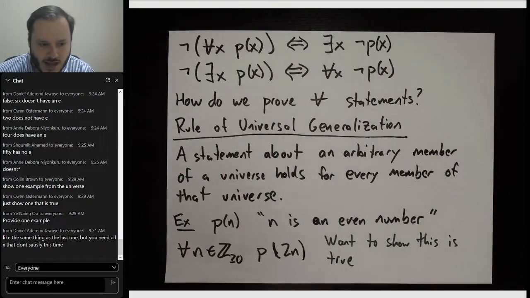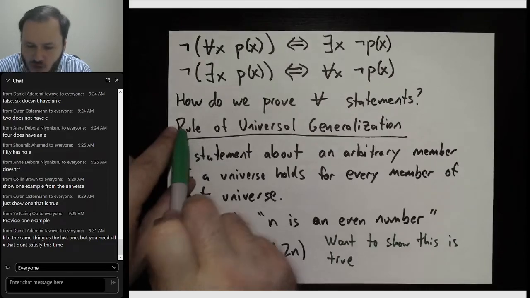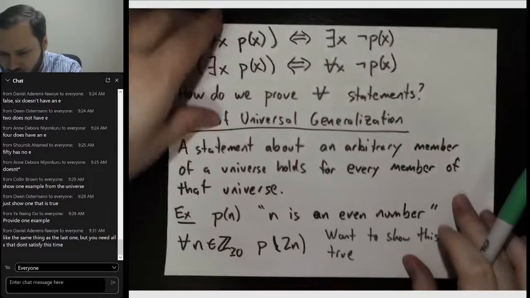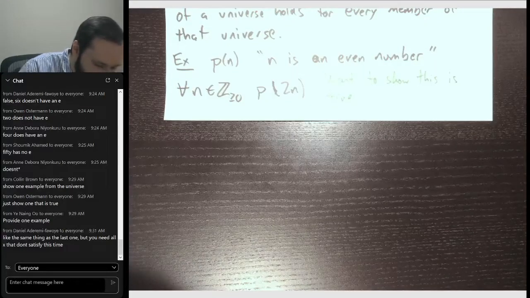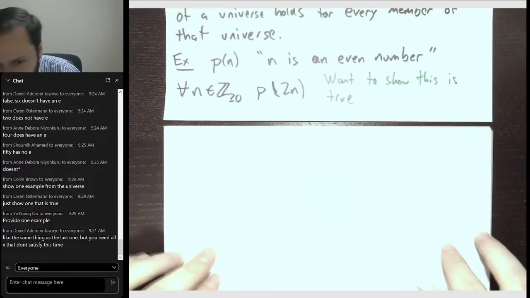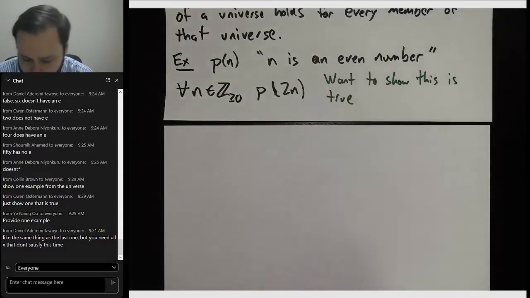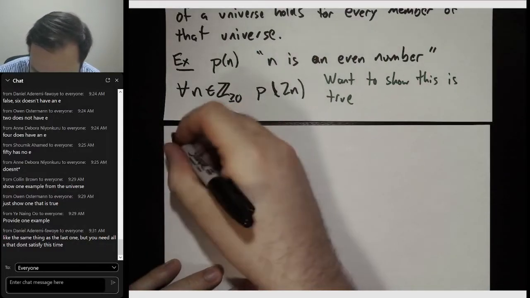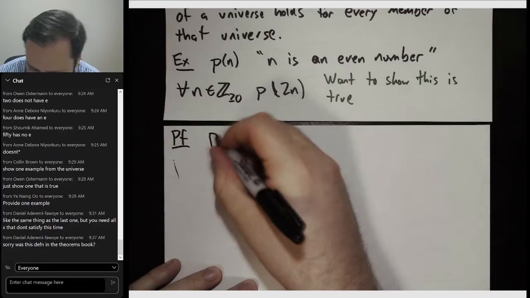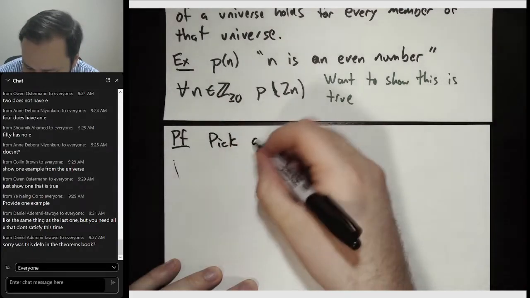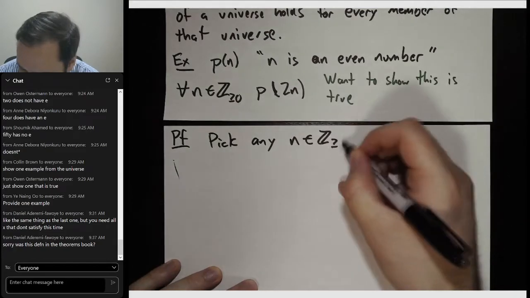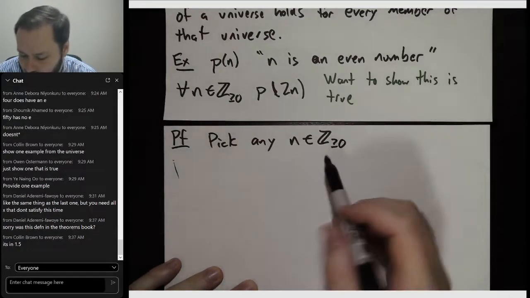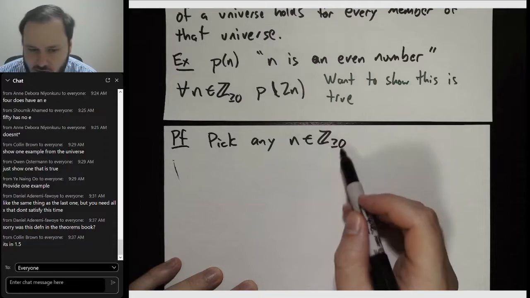That's my goal. And to do it, I'm going to use the rule of universal generalization. So I start off by picking any even number. Picking any number. Pick any n in the positive integers, the non-negative integers. Any n in Z greater than or equal to 0.